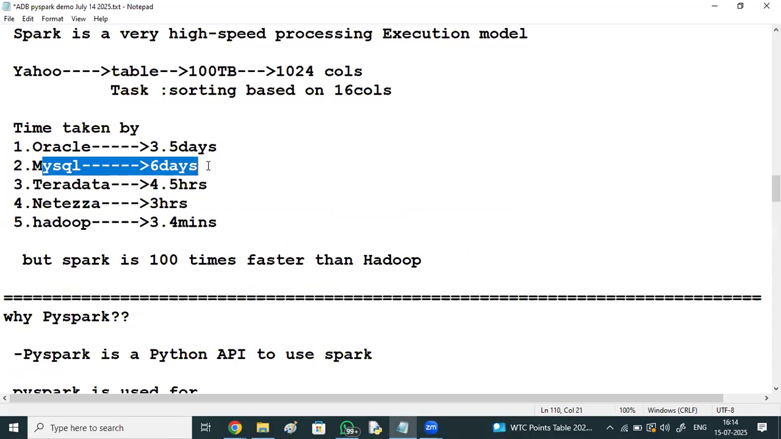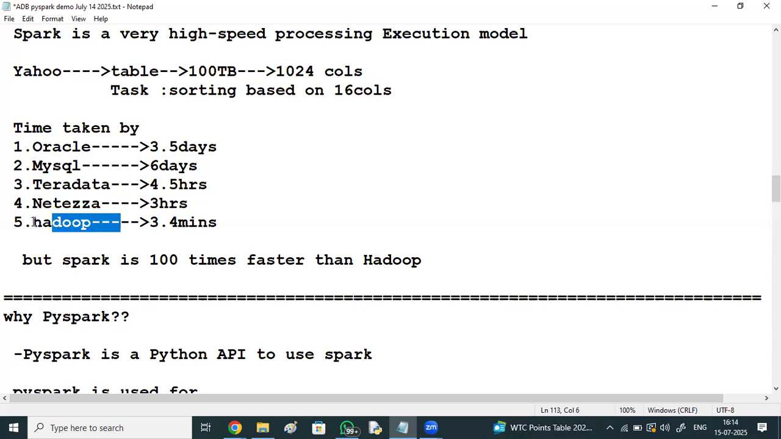MySQL took around 6 days. Teradata, a specialized database used for data warehouses, can handle this. Another specialized data warehouse database, Netezza, took 3 hours.